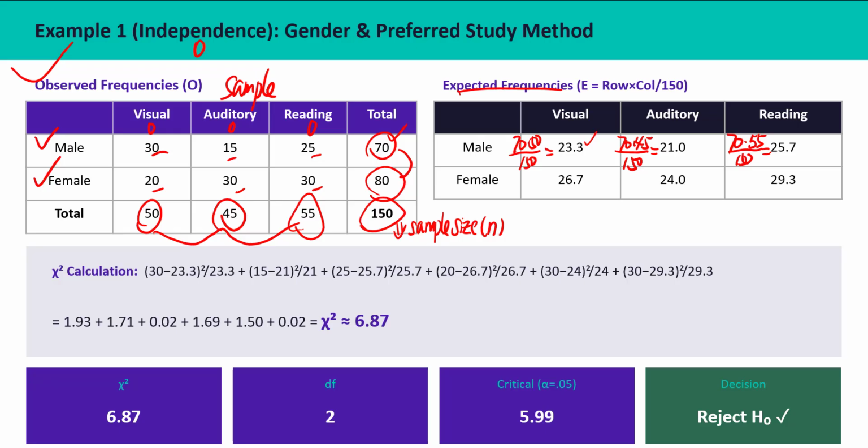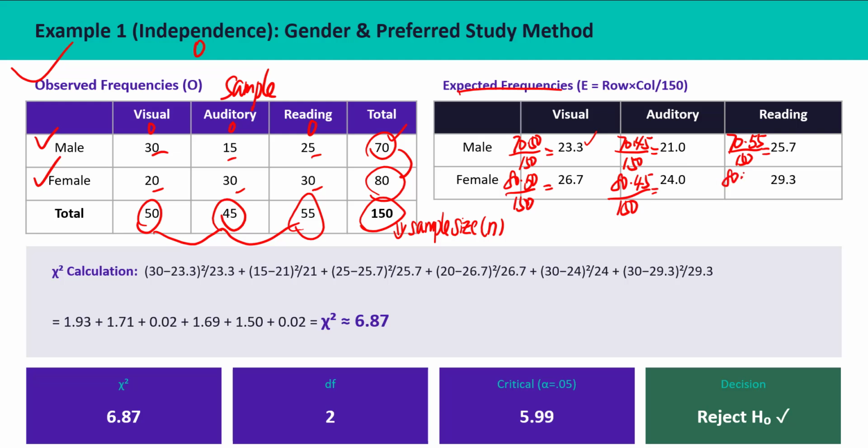And for the female with the visual study method, that's going to be 80 times 50 over 150. So that's 80 over 3, so 26.7 when you round to one decimal place. Second category, female with the auditory learning method. So it's going to be 80 times 45 over 150. So that turned out to be 24. The last one is 80.